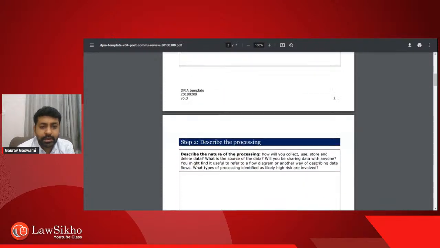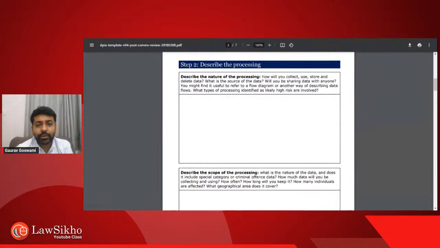Now, describe the processing. How will you collect the data? How will you use it? How will you store it? When will you delete the data? These requirements, collect, use, store, and delete, fall within the principles of data protection under Article 6. What will be the source of data? Will you be sharing the data with anyone? So this is the second step, describing the processing.